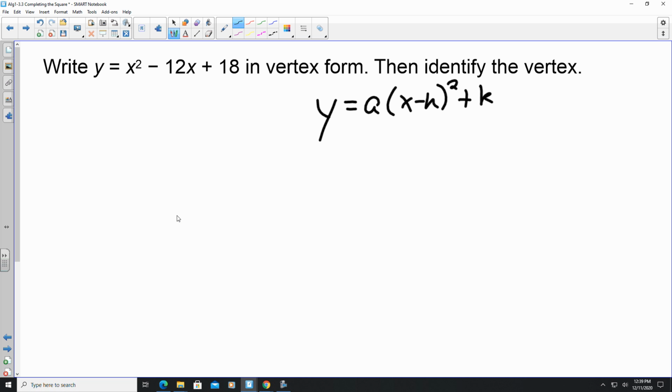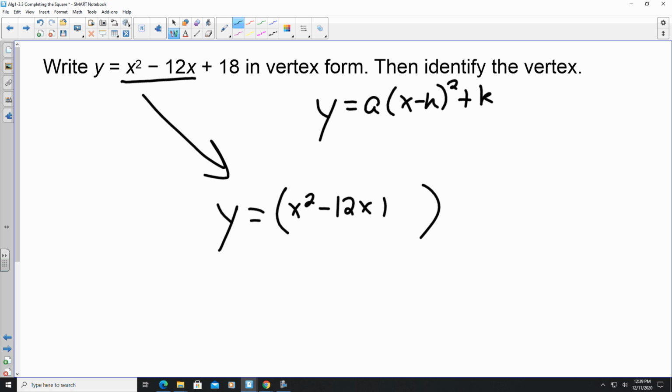What we're going to do first is look at my two variable terms, x squared, in this case, negative 12x. So I'm going to write y equals, and I'm going to try to complete the square with simply those values. So now this turns into x squared minus 12x plus negative 12 divided by 2 is negative 6. Negative 6 squared is 36. All right, and then I'm going to add the 18 on the outside.